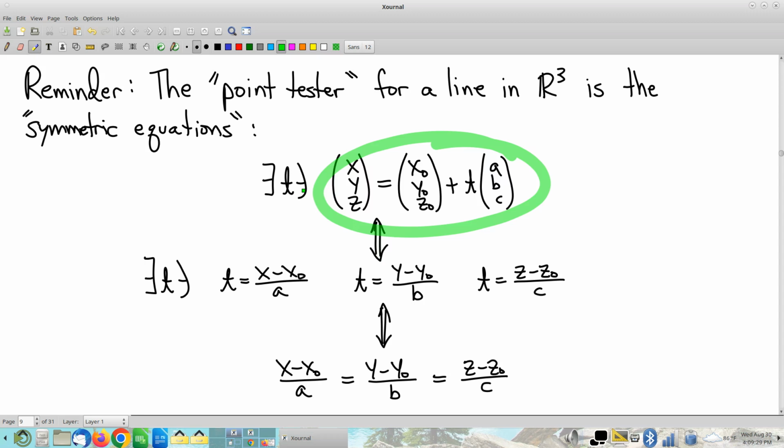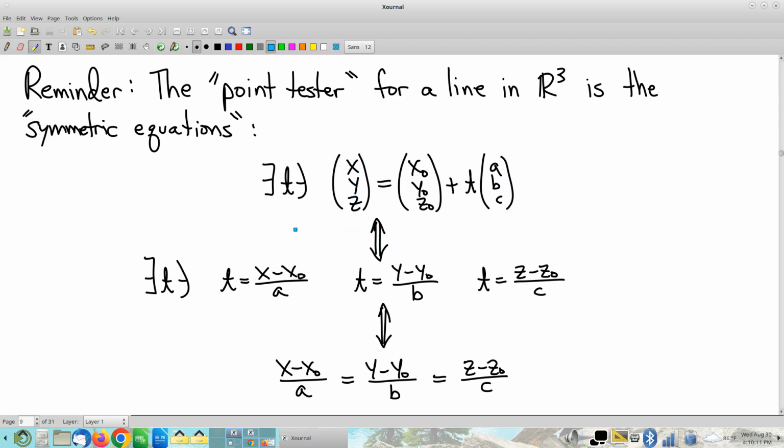But how would I make a point tester? You come to me with a point, x, y, z. How do I decide if that point is on this line? Am I going to start plugging in values of t and just keep plugging in values of t and, fingers crossed, hope that I accidentally generate the exact point that you want to know if it's on the line? This is not a good approach. The idea that I would look for a value of t that happens to generate exactly the right point is silly.